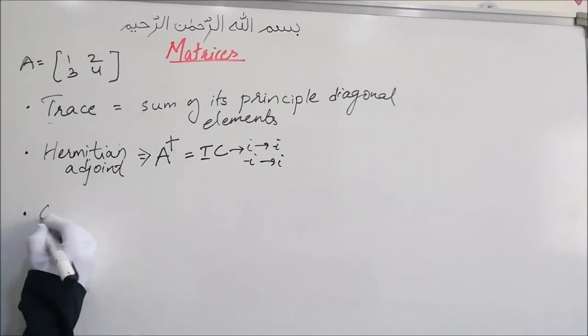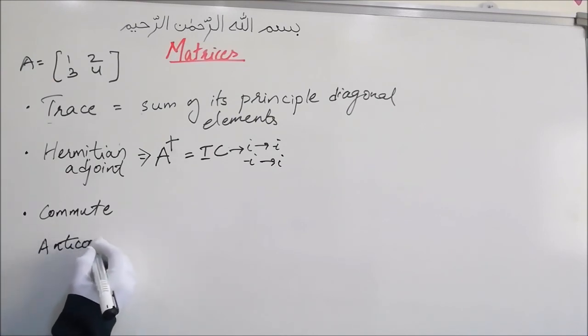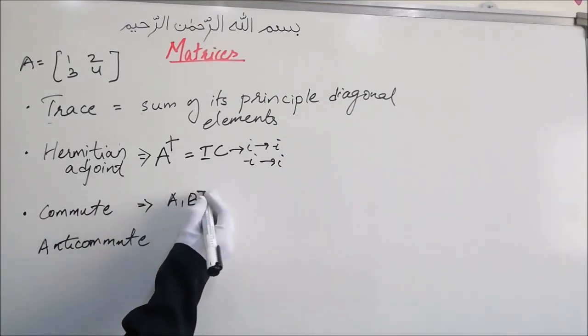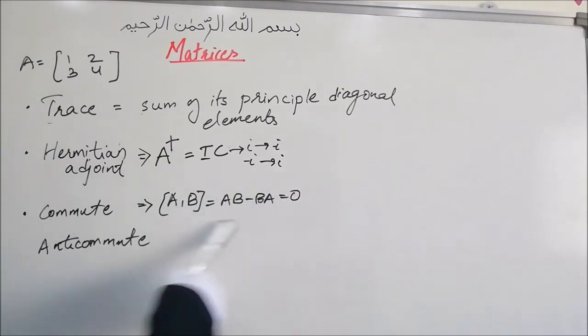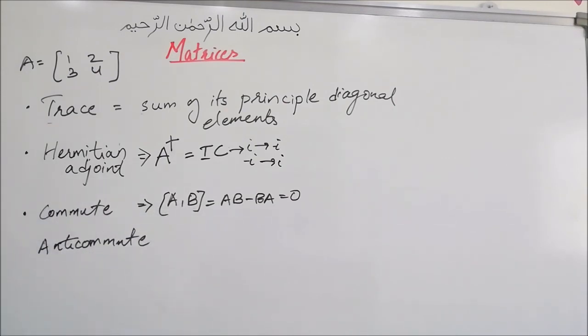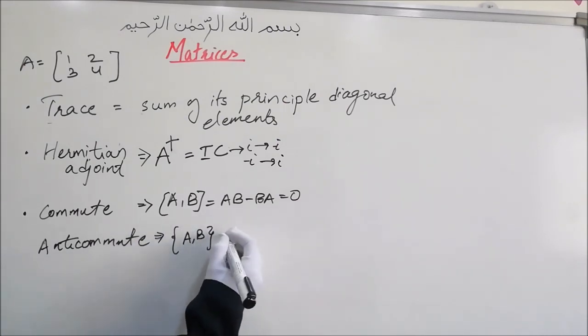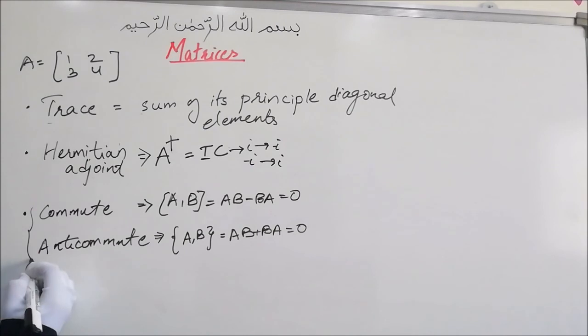Now two other things: what does it mean when two matrices commute and what does it mean when they anti-commute? The commutator bracket, A comma B, will be AB minus BA equal to 0. If this is the case, then those two matrices A and B are said to commute with each other. The anti-commutator has curly brackets, so A comma B in curly brackets is AB plus BA equal to 0. We use these things a lot in quantum mechanics also, so we'll look at these things there too, don't worry. So these are the basic things about matrices.